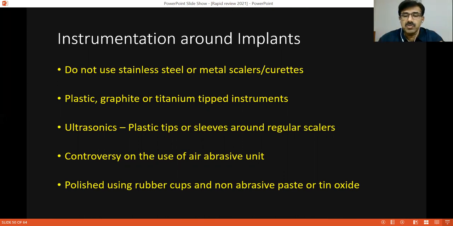Then ultrasonics can be used, but ultrasonic tips cannot be a steel tip because again, it can abrade or roughen the implant surface. You can use a plastic ultrasonic tip, or onto your regular ultrasonic tip, you can add certain sleeves. Apart from these, you can use air abrasive units for decontaminating the implant surface. And also the implant surface can be cleaned by means of a rubber cup using different abrasive pastes like tin or tin oxide, right? So these are the different methods.